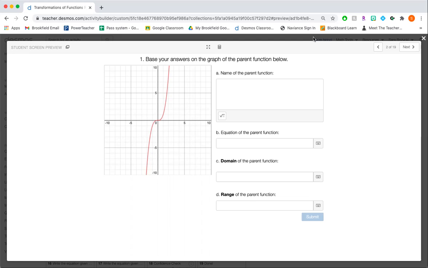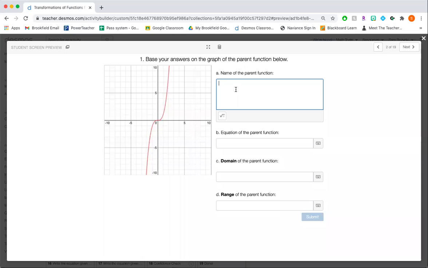this review. So the first problem here is to base your answers on the graph of the parent function below. Basically, you really just need to be able to commit this stuff to memory for the parent functions. So when you see this graph, no matter if it is in this direction or if it would be in this direction, this one wouldn't be the parent one, the one that I gave you was.